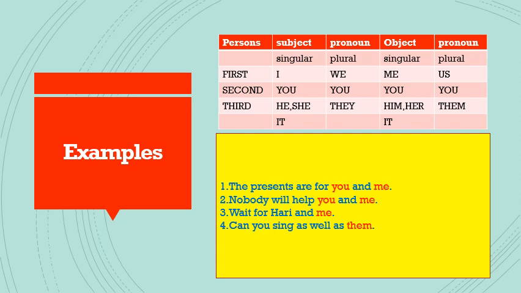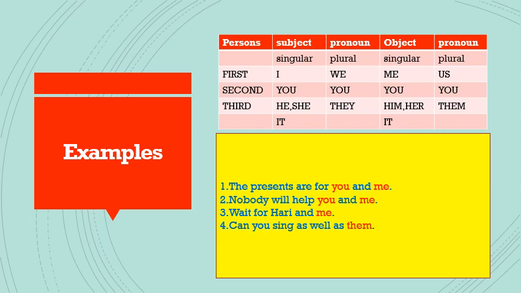Now let's take a look at the following examples. The first example, the presents are for you and me. Now over here, you and me are personal pronouns. You is second person and me is first person in objective form, because I am at the receiving end. So these presents are for someone, for me, so me is objective.